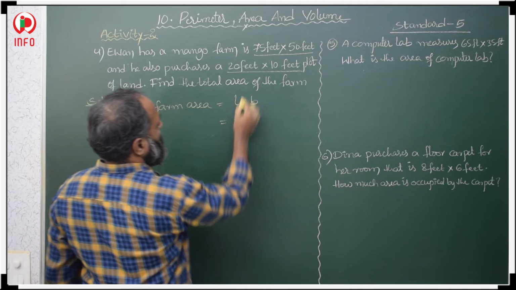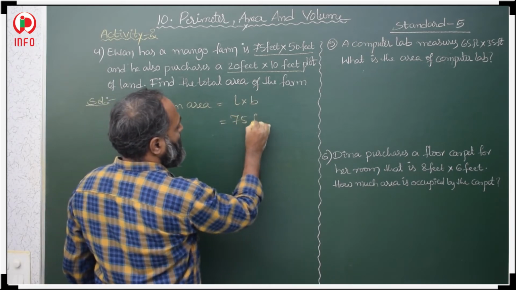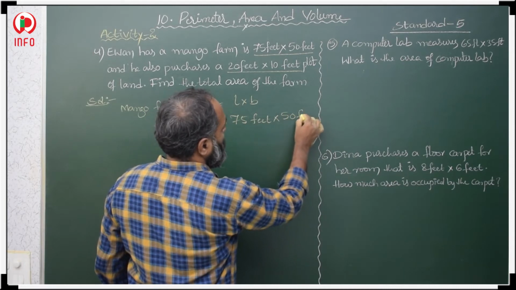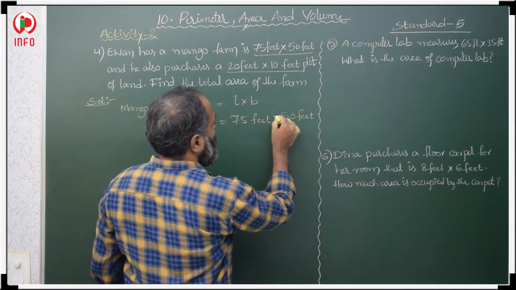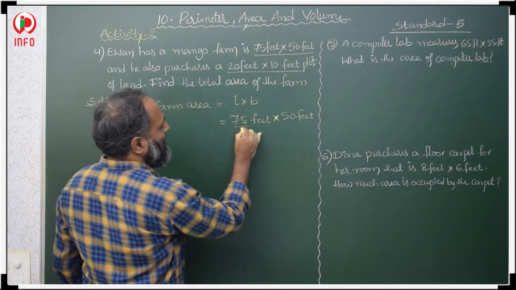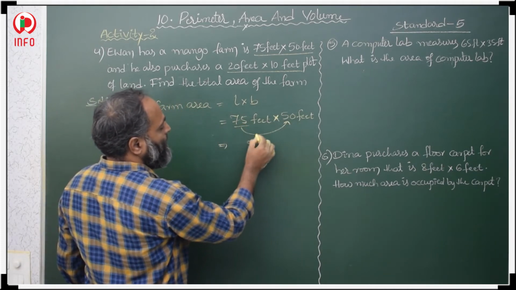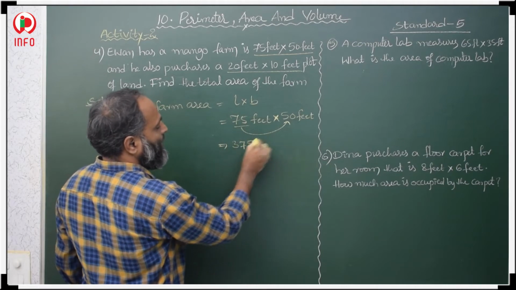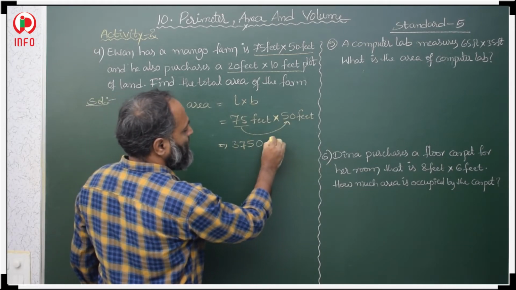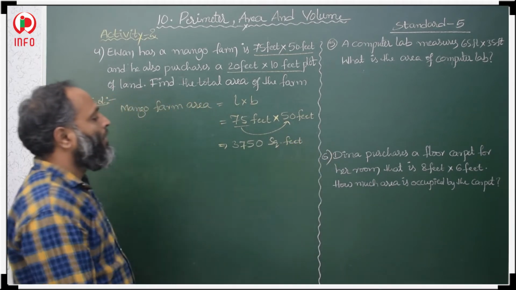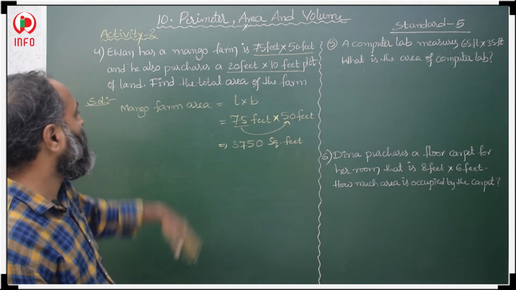What is the length here? 75 feet, 75 feet by 50 feet. Then how to multiply? 75 by 5s. 5 5s are 25, 2 5 35, 36, 37. And here 1 zero is there, that zero. Square feet. So this is mango farm area.